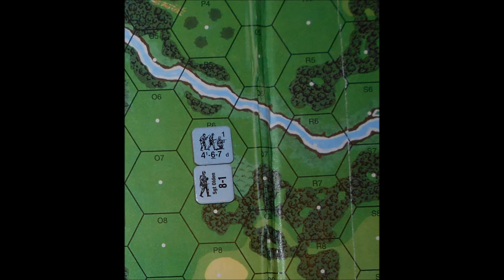Next, we will go on to streams. The first thing that has to be determined is the depth of the stream. It can be dry, shallow, deep, and flooded. A dry stream is a gully for all purposes.